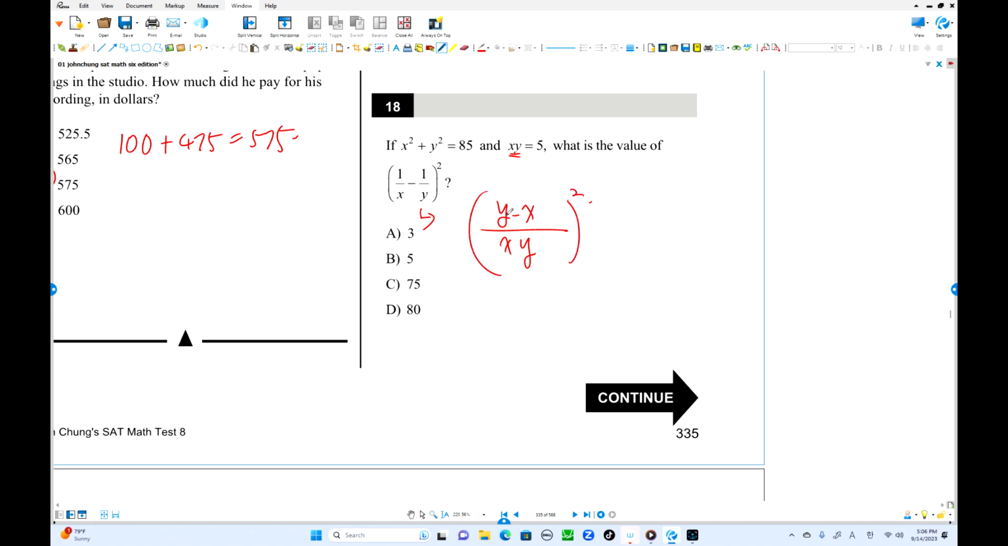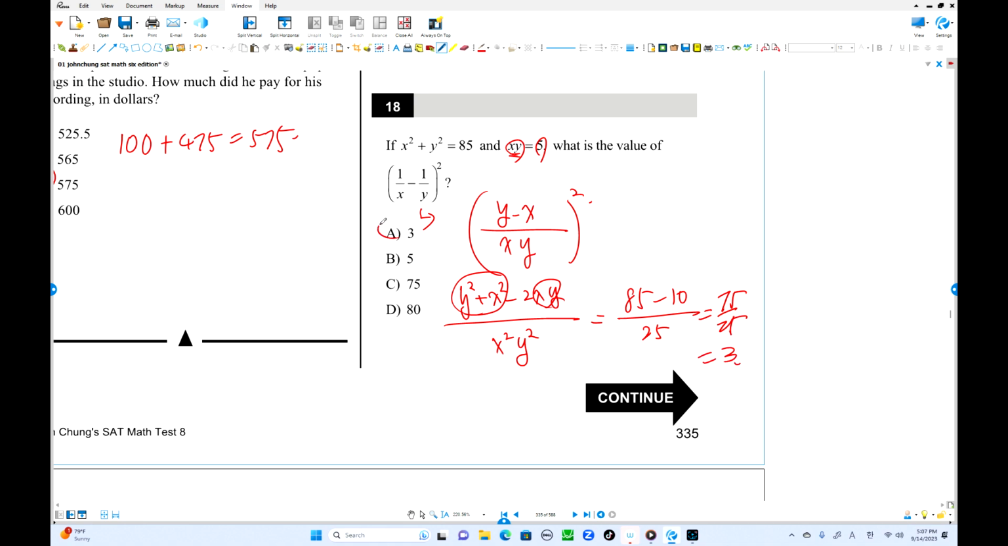So square over here, okay: numerator, y squared plus x squared minus 2xy. Denominator, what? x squared plus y squared. So we got the value, right? x squared plus y squared and the product xy. x squared plus y squared is 85. 2 times xy is 10, over xy squared is 25. So that is equal to 75 over 25, which equals 3, is the answer, okay? Choice A is the answer. That is not hard.